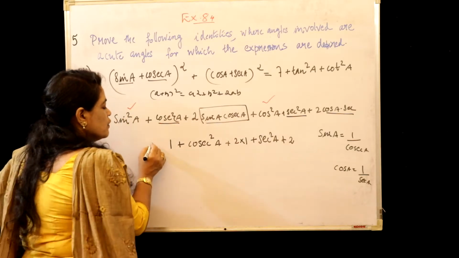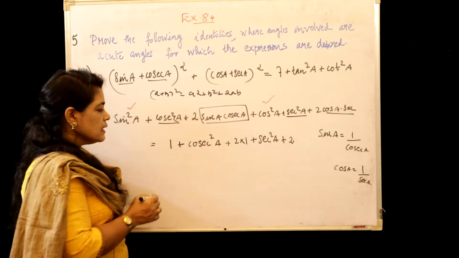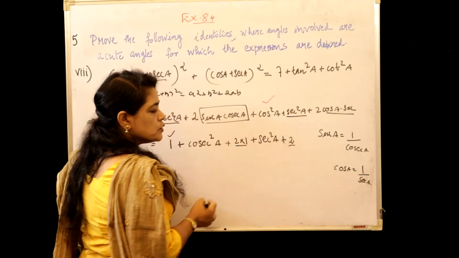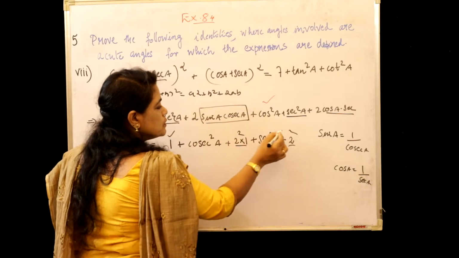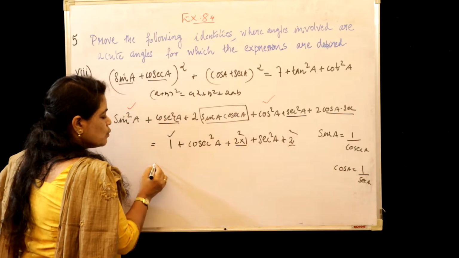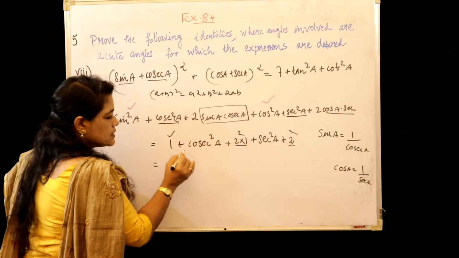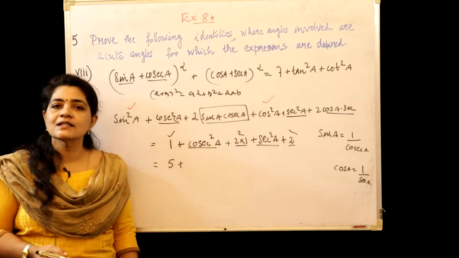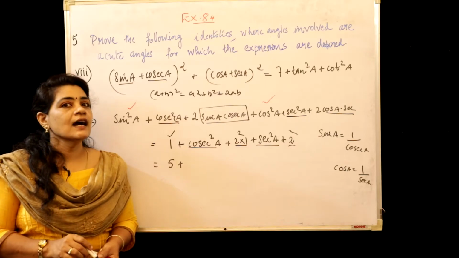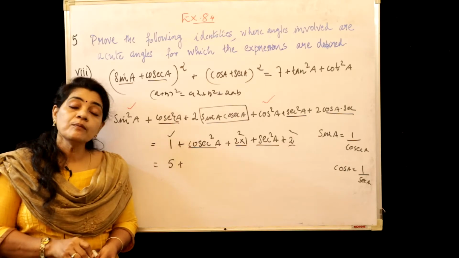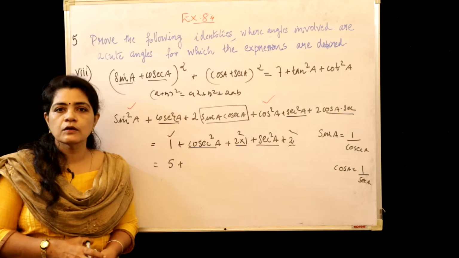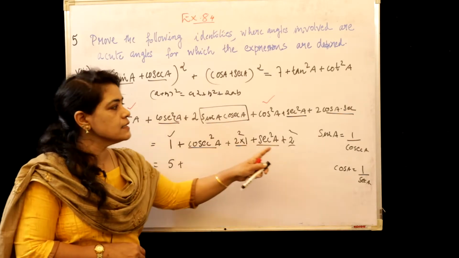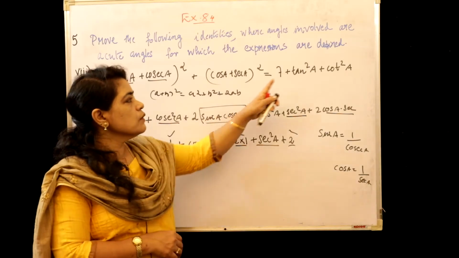So we are going to further simplify this. The constants: 1, here 2 into 1 is 2, here also 2, so that is 4, plus 1 is 5, plus the remaining terms cosec square A and sec square A. But see the RHS: 7 plus tan square A plus cot square A. That means we have to substitute for cosec square A and sec square A, because these two ratios are not there.